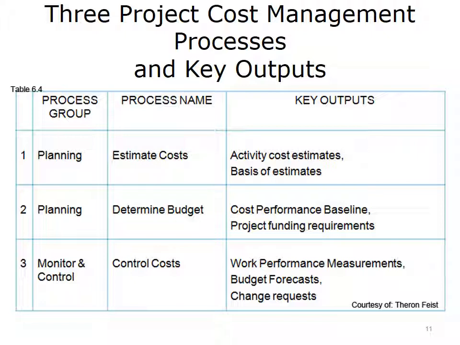The key outputs for each of the three project cost processes are indicated on this table. The key output of estimating costs is the activity cost estimates and the basis of estimates. The key outputs for the determined budget activities are the cost performance baseline and project funding requirements. The key outputs for the control costs activity are work performance measurements, budget forecasts, and change requests.